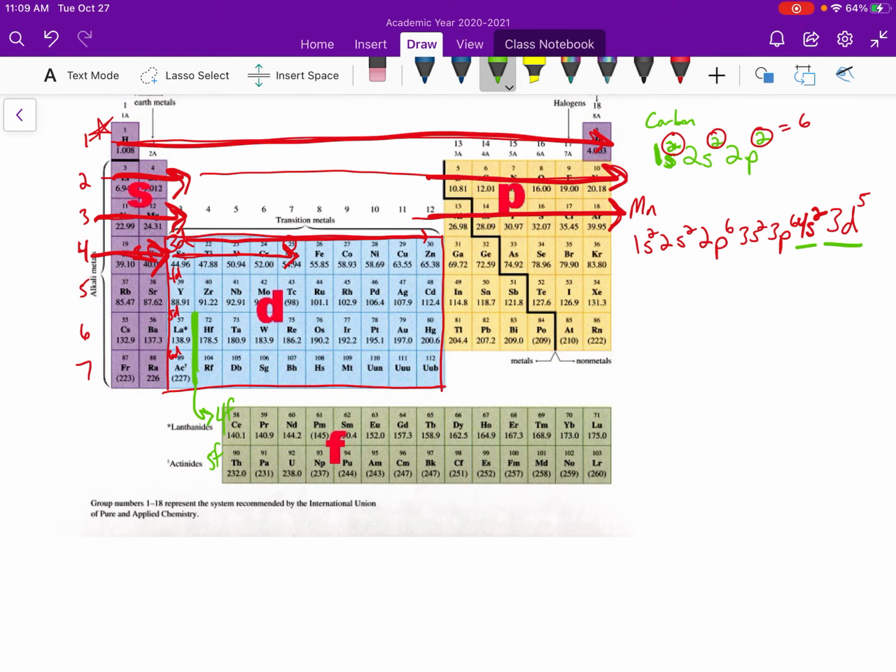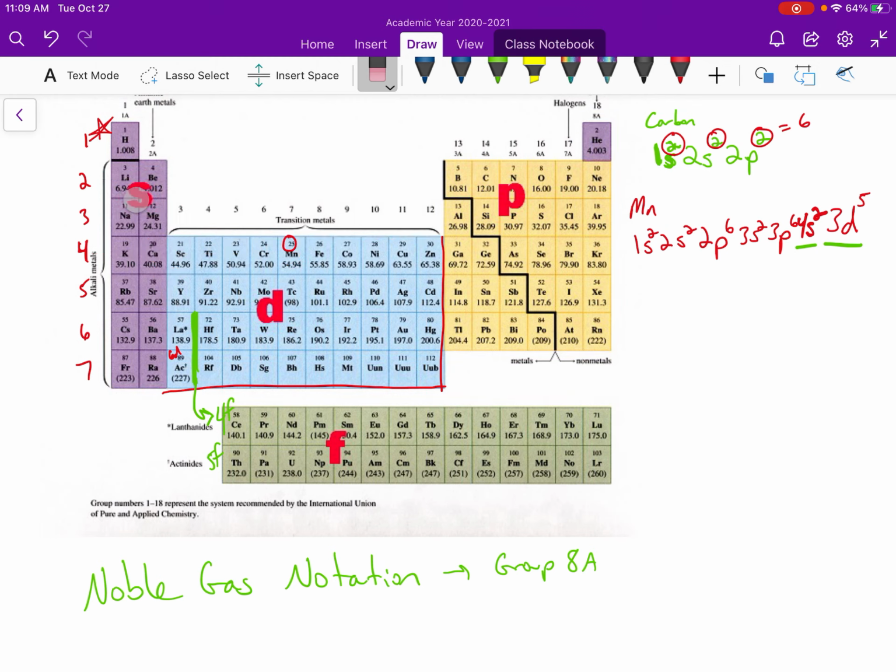Lastly, you can imagine, as with manganese, that one only had 25 electrons, and it took us a minute to do. So there is a shortcut that you are allowed to do, and it's called noble gas notation. The noble gases are the last column. We call it group 8, or group 8A, which is this column.